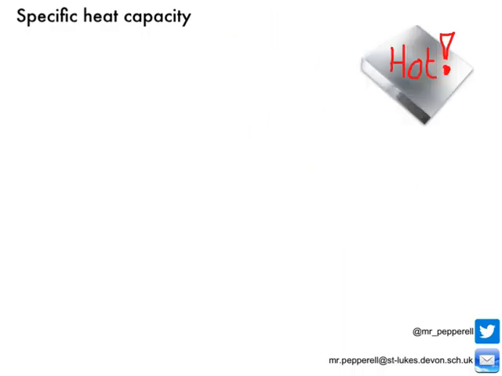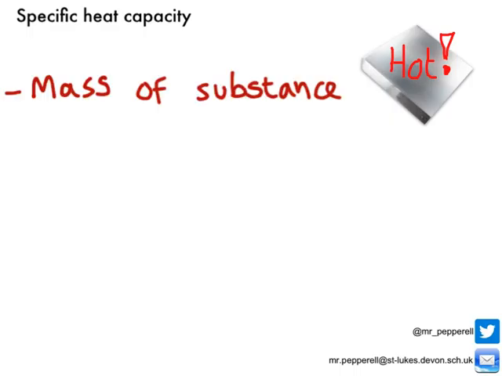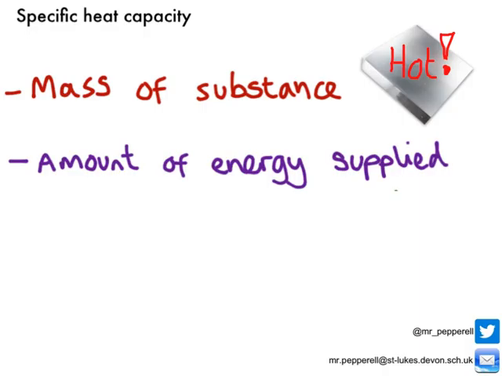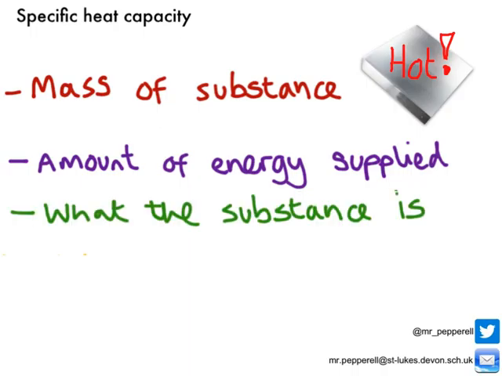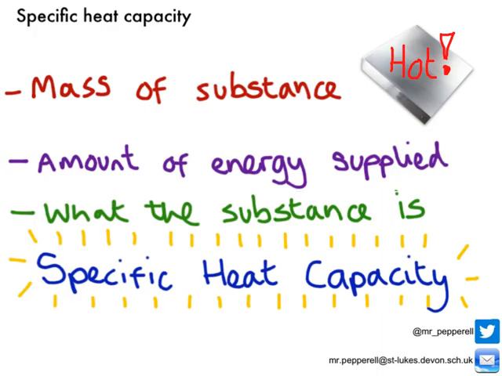Why? Well, the temperature rise of a substance is actually related to three different things. Firstly, the mass of the substance measured in kilograms, how much of it there is. Secondly, the amount of energy that's been supplied to the substance, and that's measured in joules. And finally, what the substance is actually made from. And all of these three things are related together in something called the specific heat capacity.